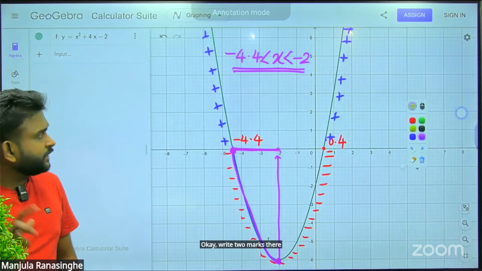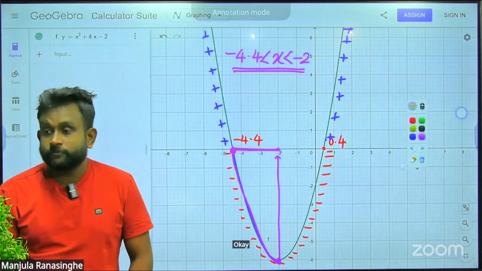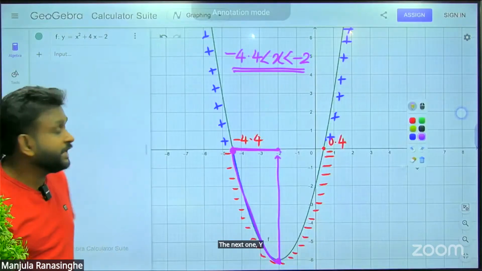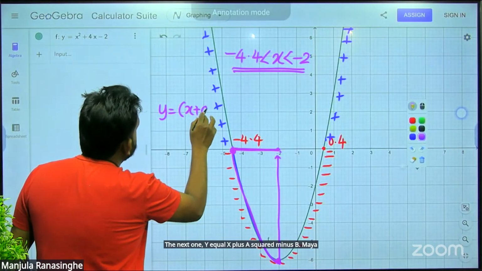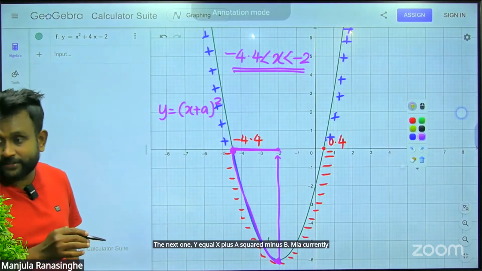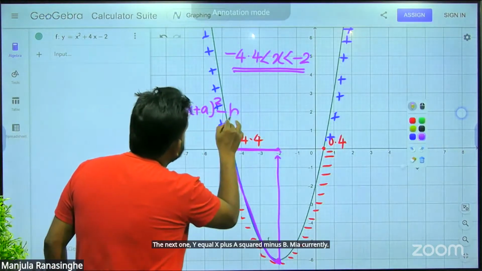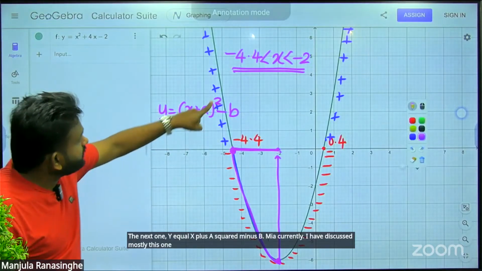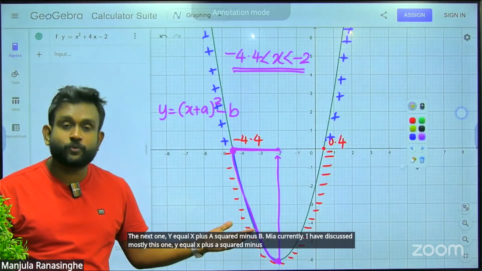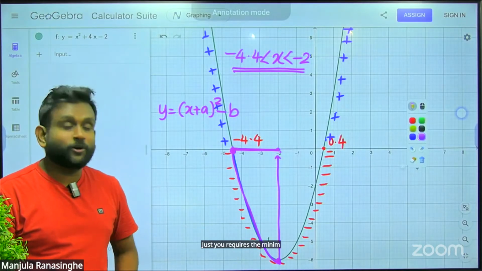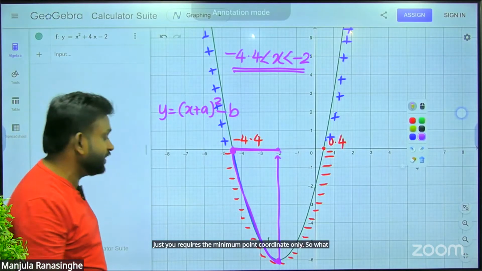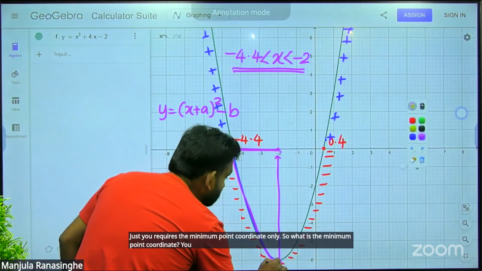Okay, the next one: y equals (x plus a) squared minus b. I have discussed this mostly. How to write in this format? You just require the minimum point coordinate only. So what is the minimum point coordinate? You write the minimum point. This is the minimum point.